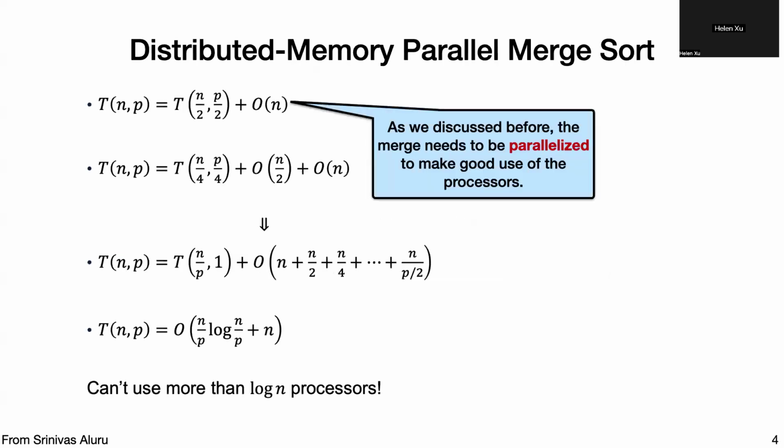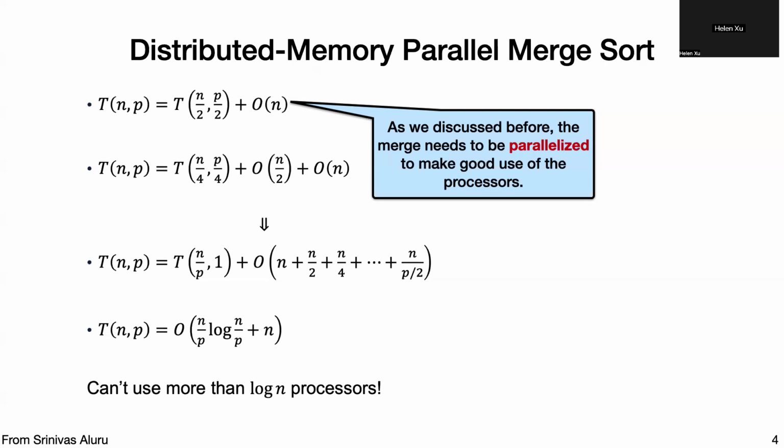Okay. So if we were to implement this in distributed memory, first we assume that we have n items and p processors, and we just divide the problem in half, and both of those halves can happen in parallel. So that's n over 2, p over 2. And then for now, this O of n is the merge. So we do know an algorithm for doing parallel merge, but for now we're going to just look at what happens if you don't parallelize the merge, similar to what we did last time.